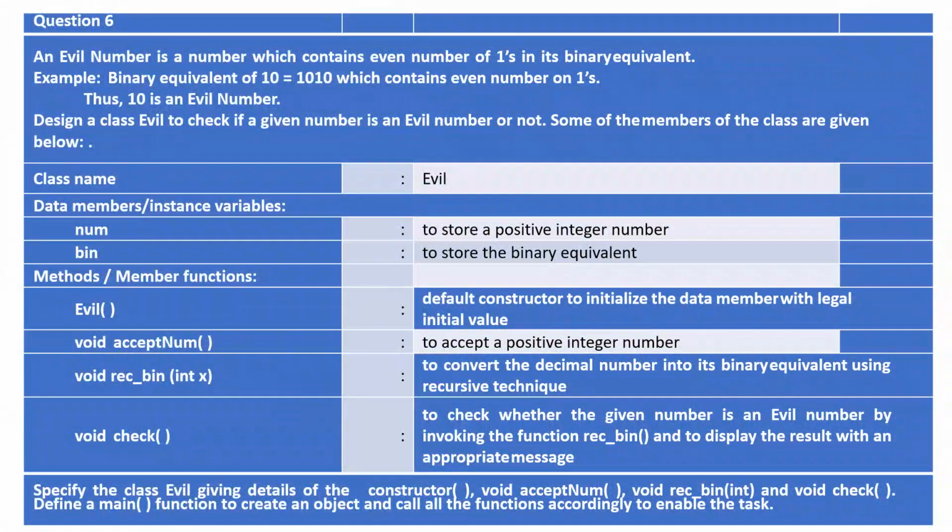Then the next function is acceptNum, then recBin with the parameter x and void check. Finally, you have to write the main method and create an object of the class and call the functions accordingly. So let us see the solution to it.